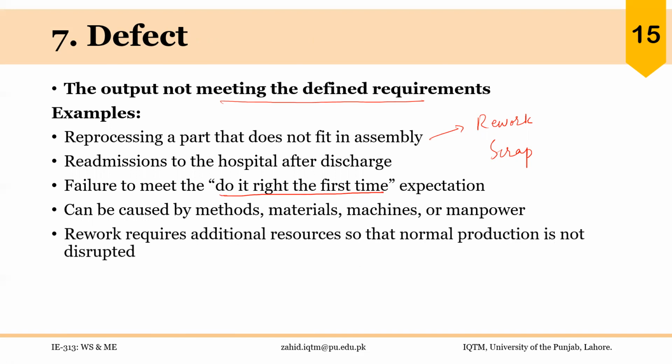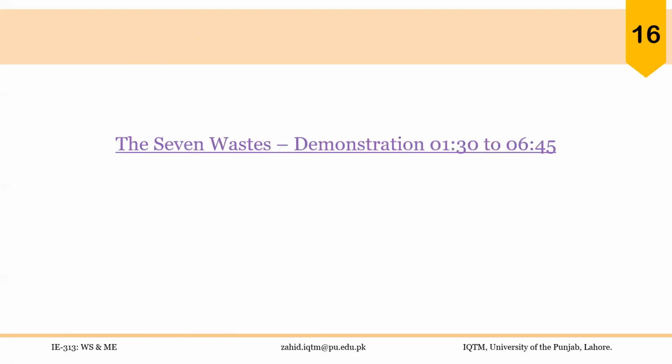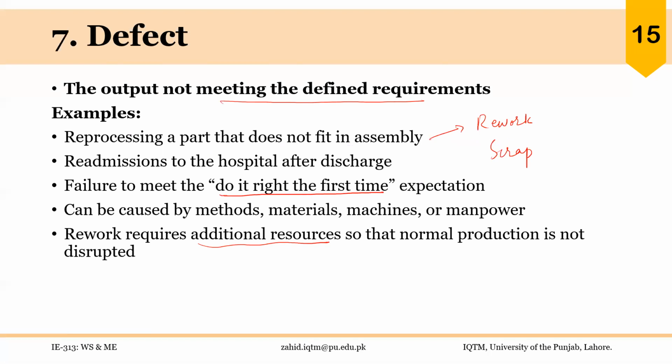Rework requires additional resources so that normal production is not disrupted. So either you have to provide additional resources if you want the normal production to continue, or you have to stop the normal production and allocate those resources for rework. So that is also resulting in extra motions, extra transportation to correct the defect. So one waste produces other waste.